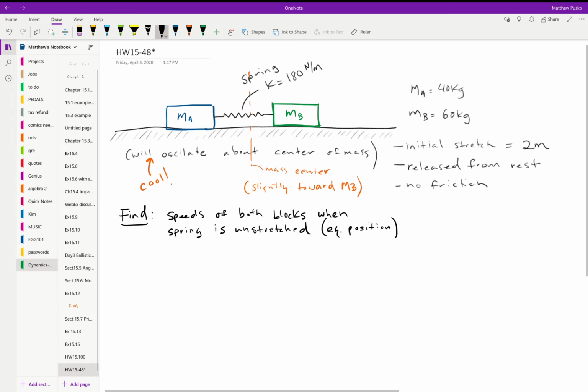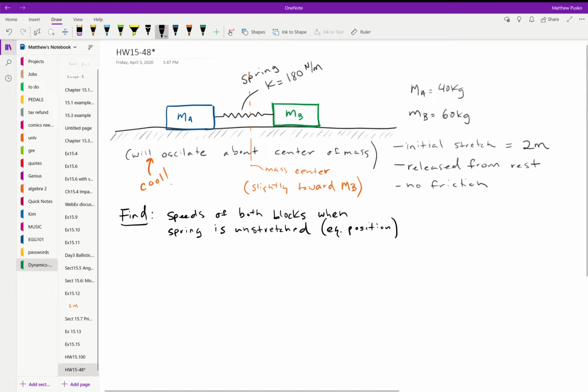Okay, everybody, this is the beginning of review problems for chapter 15. I'm just going to start picking problems from homework, probably, or making up some problems. This is a 15.48 star problem from the homework.